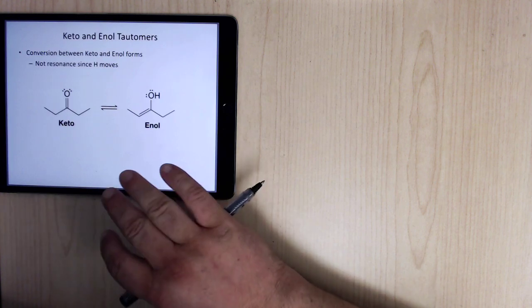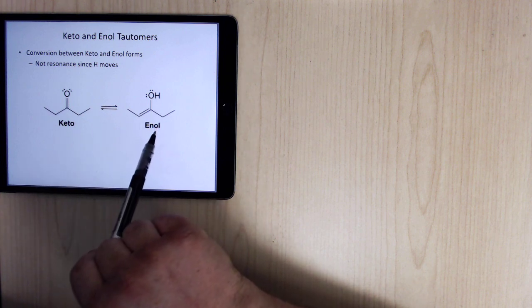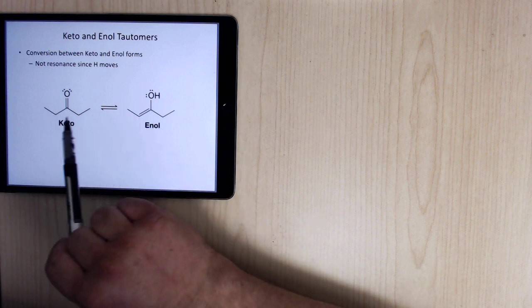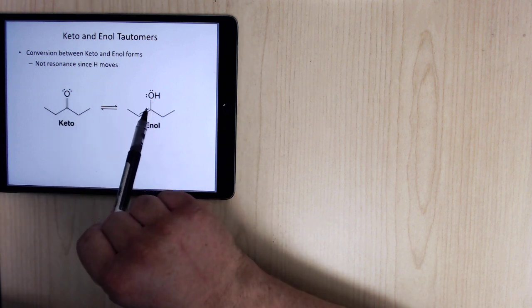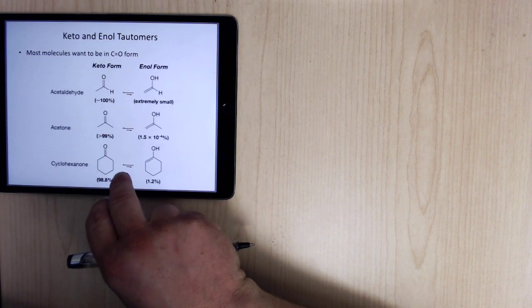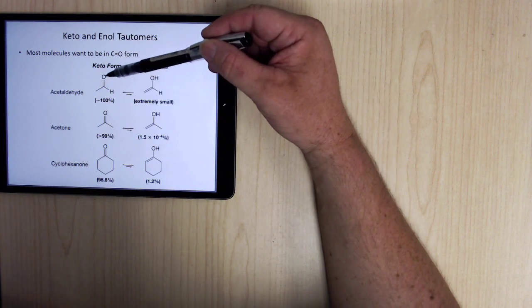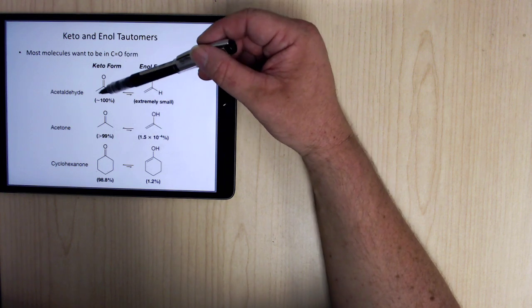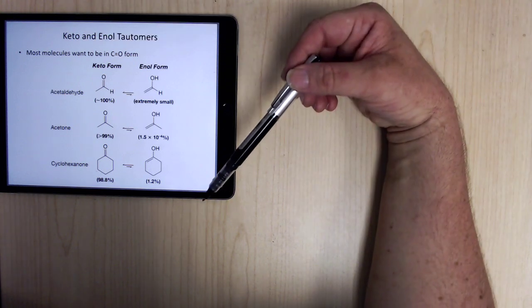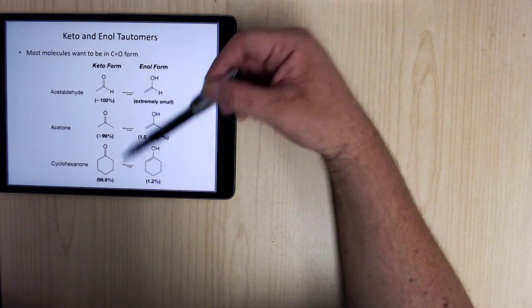Just as a reminder, when we hop between these two, they're not resonance structures, because the hydrogen is moving. Going from an O to an OH, the hydrogen is moving. This isn't resonance. It's an actual equilibrium. Most of the time, it's going to prefer to be in this keto form, where it's a C double bond O. That's why the reactions in the previous chapter wanted to collapse down. It's because this is a much more stable form. So the enol form is going to be extremely small.